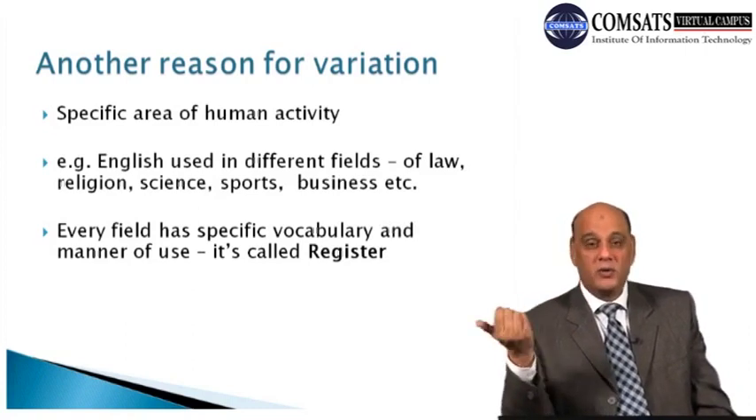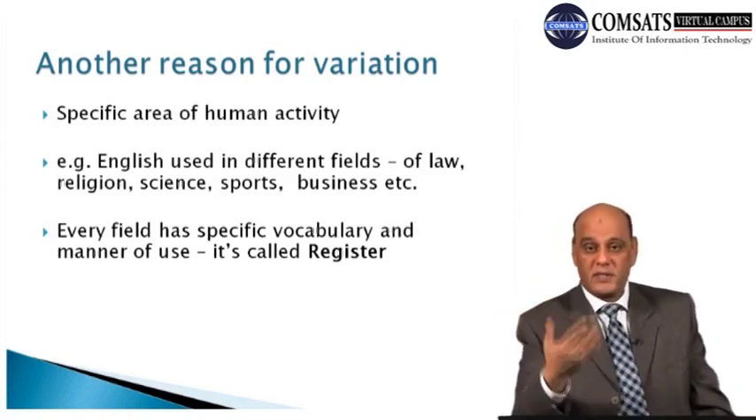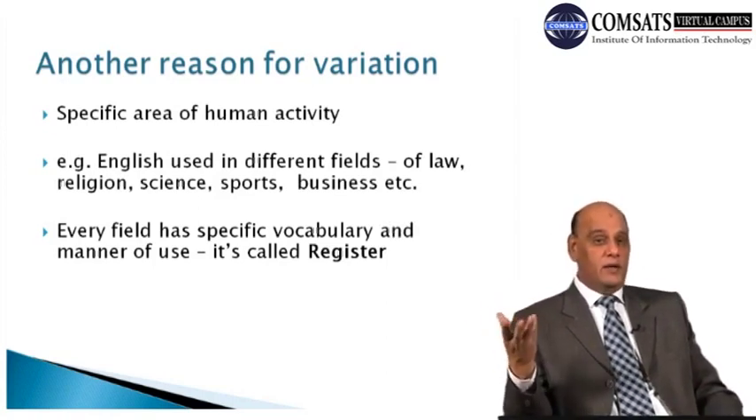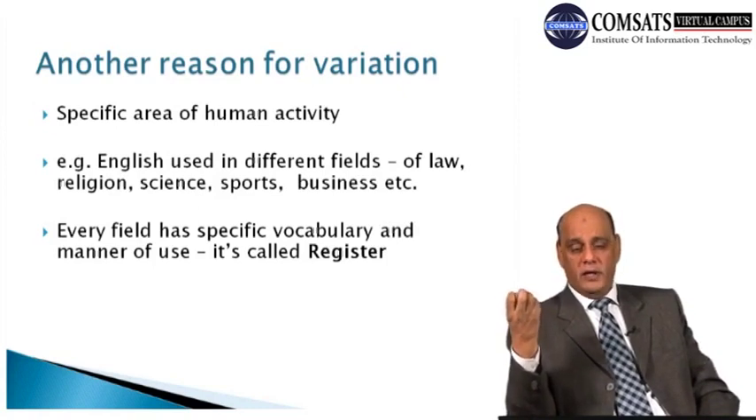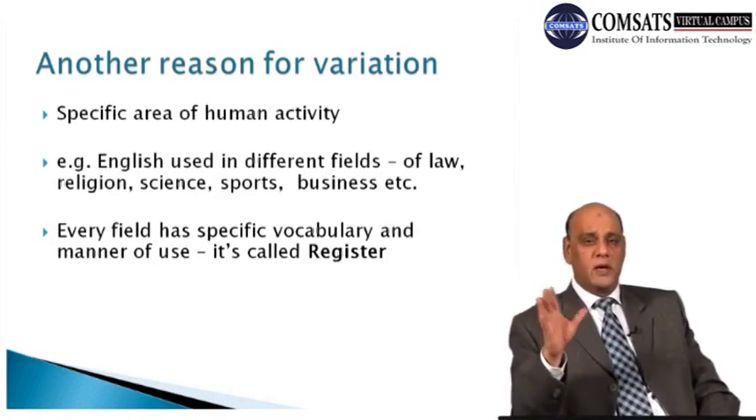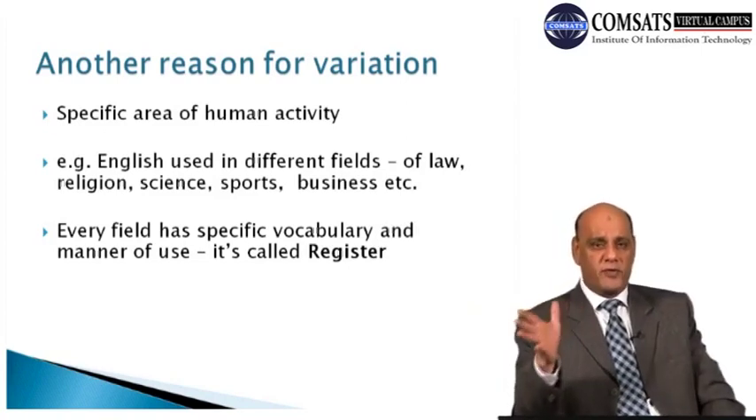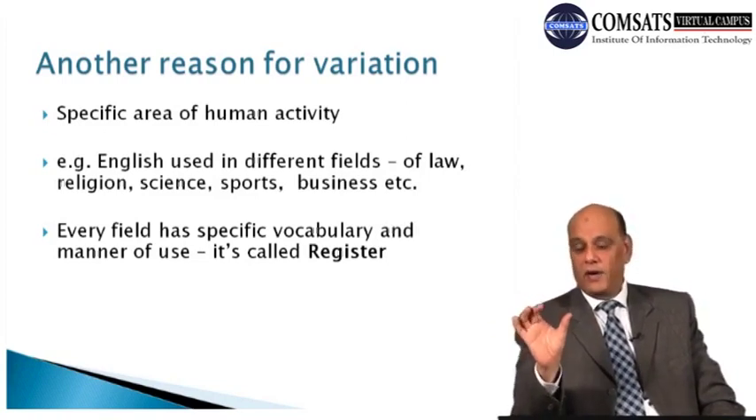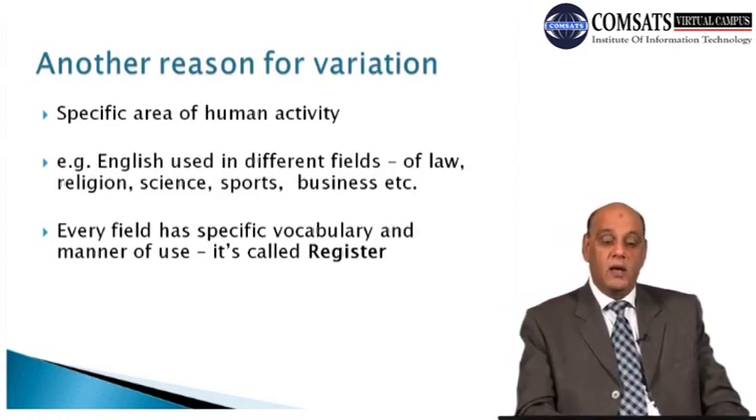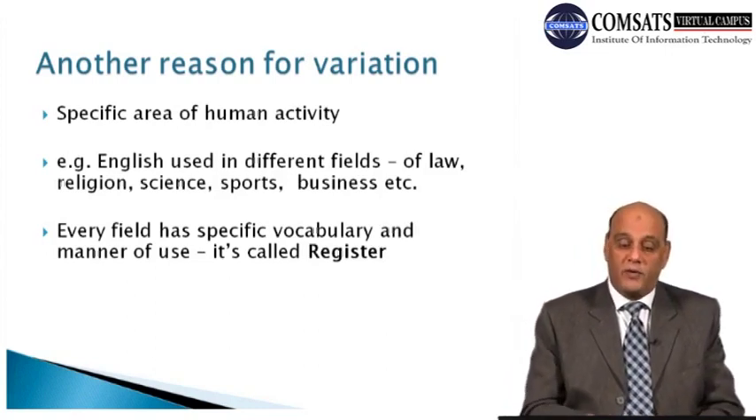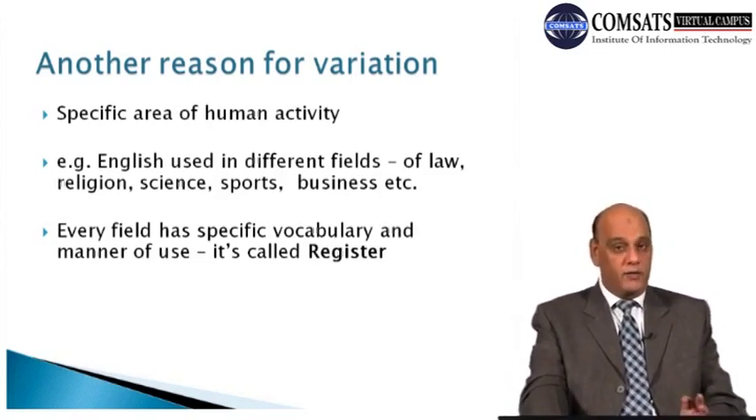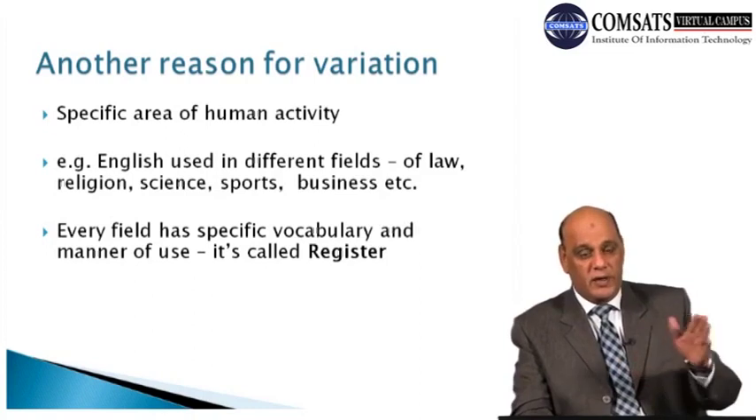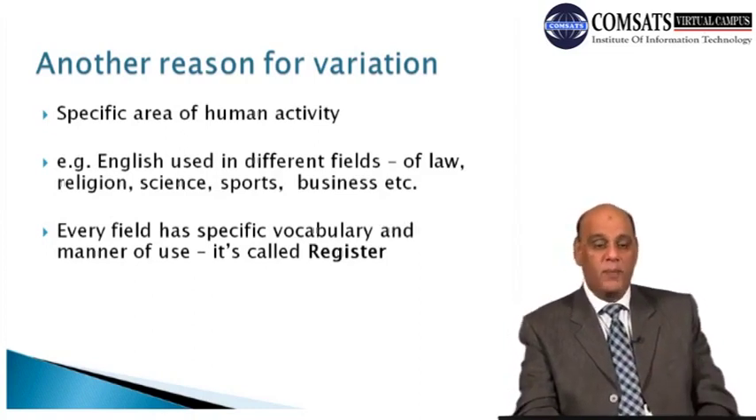Any profession, you can talk about the doctors, the engineers, the business people, the working class, the sports people, all these have a certain identity, and you have religion, science, sports, business, all these words coming from different branches, coming from different professions. They have their own kind of variety, and that variety is specified for that profession. Every field has specific vocabulary and manner of use, and this is called register. We talked about register in detail in some of the lectures later. We'll revise that as well.